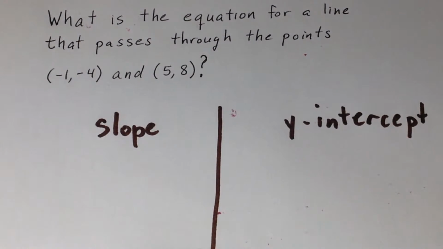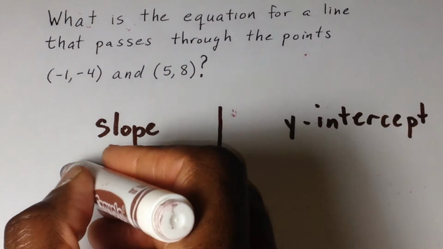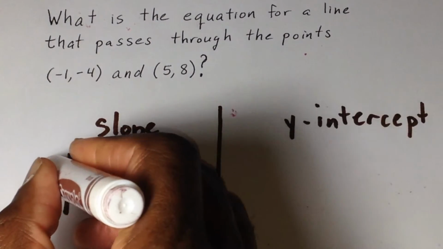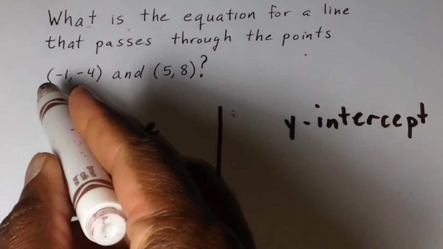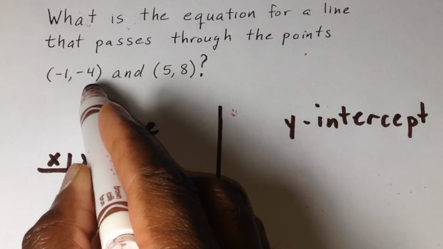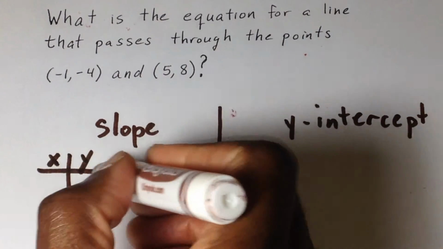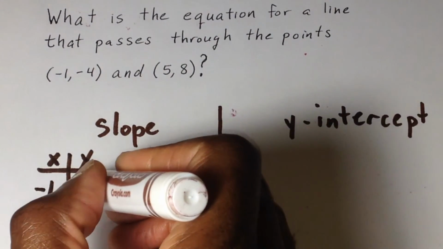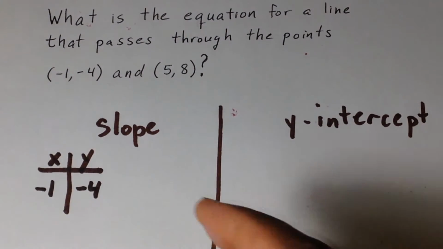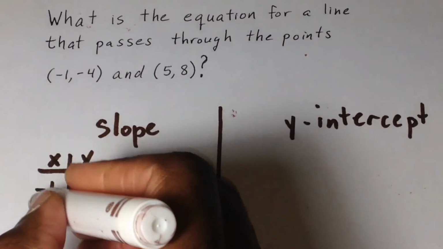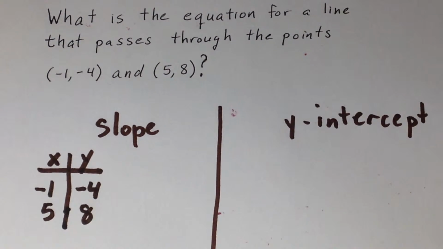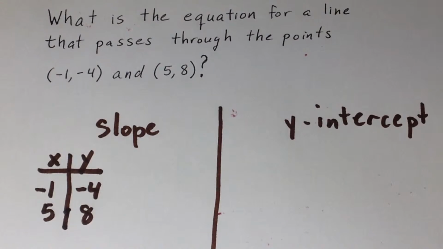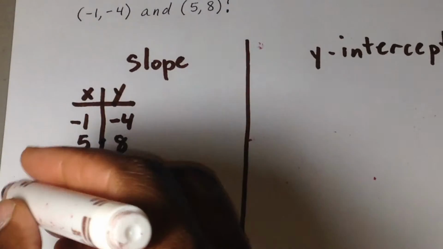First I like to start by making a chart or table, with my x and y. Now remember, each coordinate has an x and a y value. So let me put the x and y values in the t-chart. That'll be -1, -4, and then the other one is going to be 5, 8. See, it looks like a table or a chart. I'm taking that information now to find the slope.